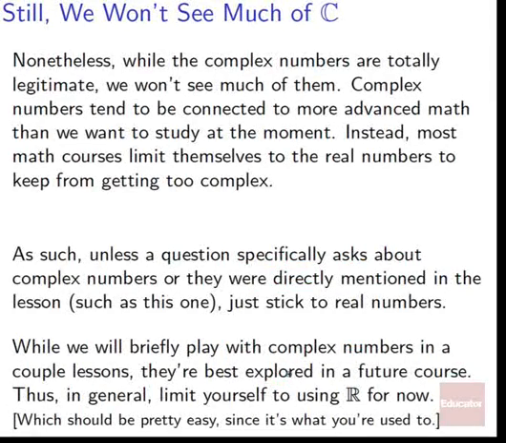All that said, nonetheless, complex numbers are not going to be something we'll see a lot. They're totally legitimate. They're valid, but we won't see much of them. Complex numbers tend to be connected to advanced math for the most part. And so it's going to be more advanced math than we want to study right now. So if you keep going in math, you keep going and see some really high-level science at some point in a few years, you'll probably wind up seeing complex numbers be used for real things. But right now, we're just sort of going, oh, look, complex numbers, that's cool, and we're moving on to something else.